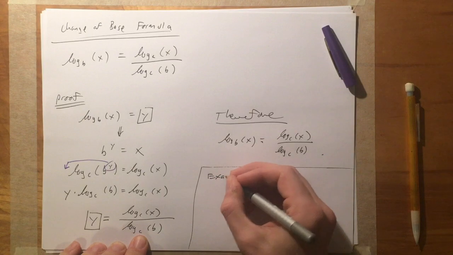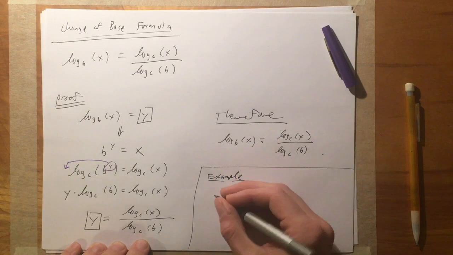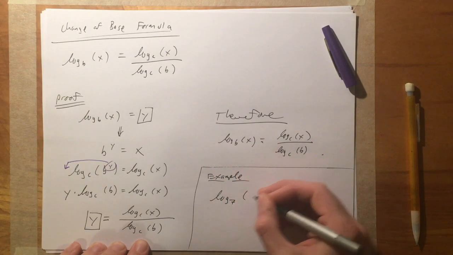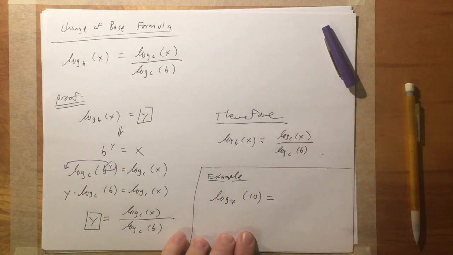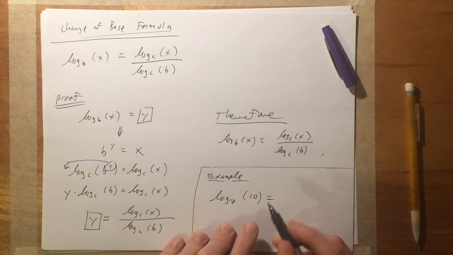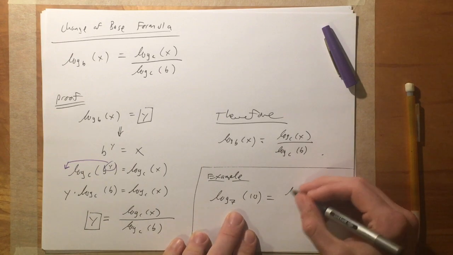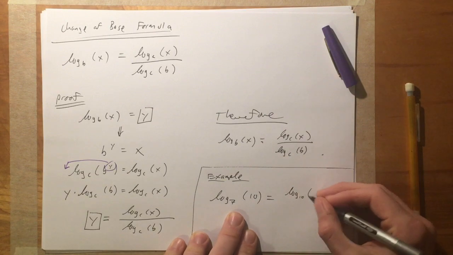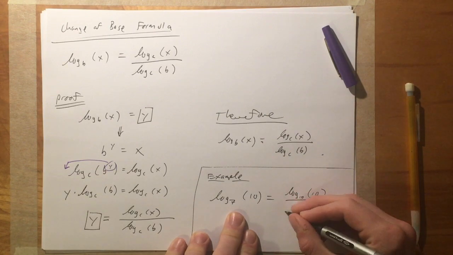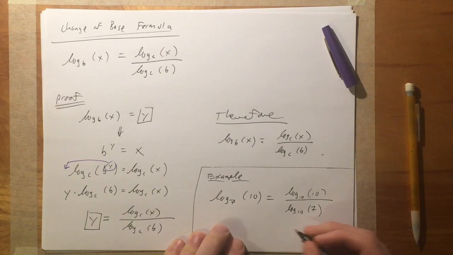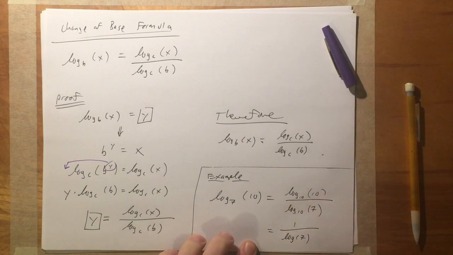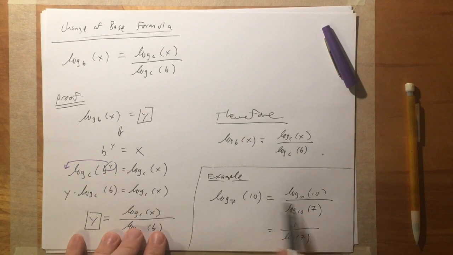So, a quick example of how you use this. If you have something like log base 7 of 10, what you can do is rewrite this in any log you want. Since we've got 10 on the inside, let's rewrite it with a common logarithm. You can rewrite it as log base 10 of 10, divided by the log base 10 of 7. Log base 10 of 10 equals 1, so this would be 1 divided by the common log of 7. So there's an example of applying it, all right?